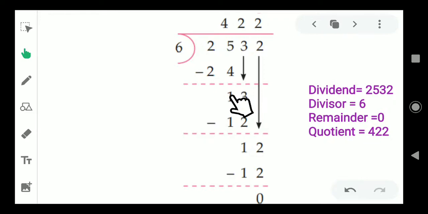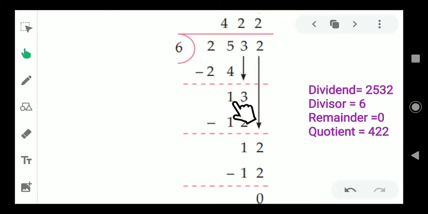Only 1 is here. So in 1 there is no 6. So taking the next digit down. This 3 is taken down. This arrow says that this 3 should be taken down. Now it becomes 13. In 13, how many 6 is there? Again say the multiplication table of 6. 1 6 is 6, 2 6 is 12.